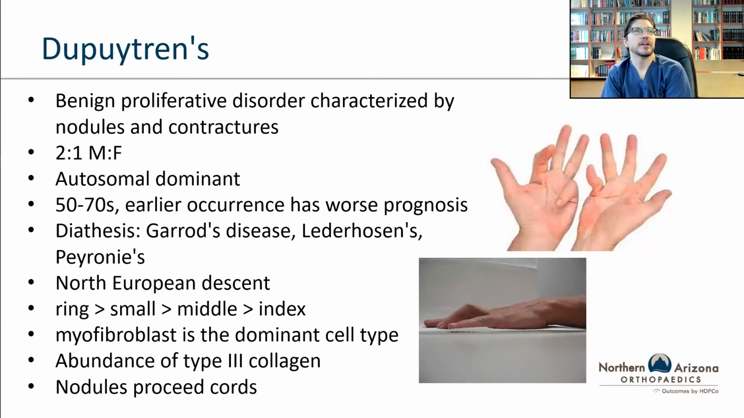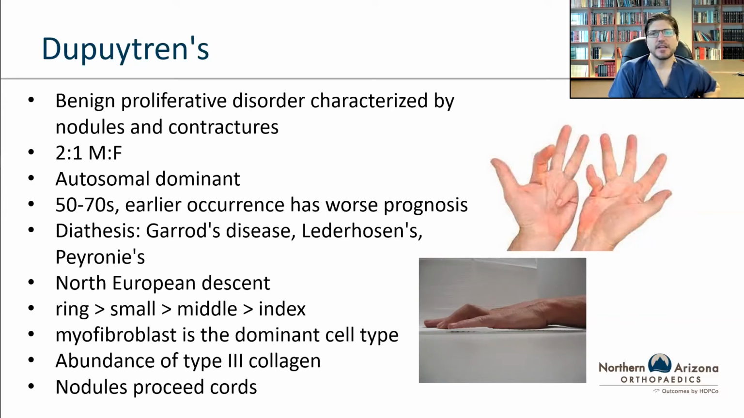A topic that's very interesting to me is Dupuytren's. This is a totally benign disease, which is characterized by nodules and contractures, as well as cords in the palm extending into the fingers. These are predominantly in male patients, but it can occur in females. There is a genetic component to this. Usually patients present in their 50s to 70s.